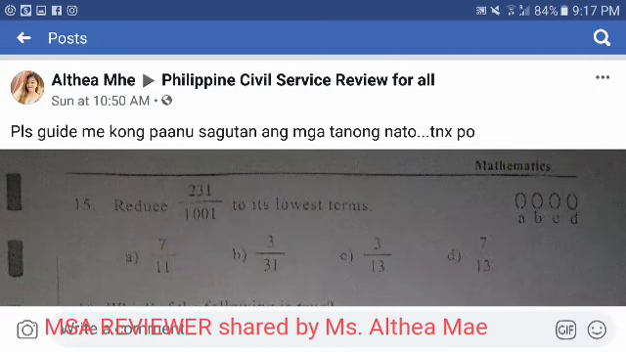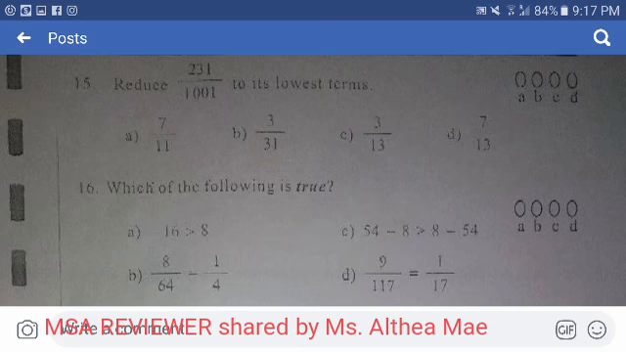Now let's answer her post. So, reviewer na naman ito.